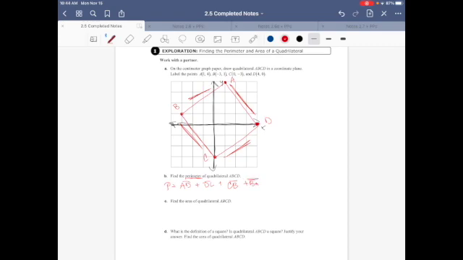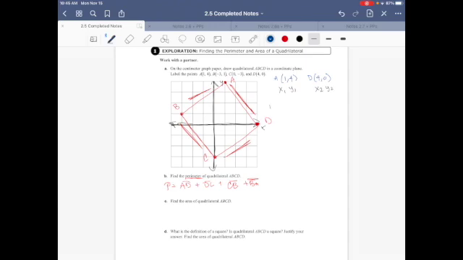Because that's what it takes for the perimeter. But since these are on a diagonal, we're going to have to use the distance formula. So I'm going to say, let's start with AD. So A is at 1, 4. D is at 4, 0. And we've got our x1, y1, x2, y2. And then we'll do the distance formula.